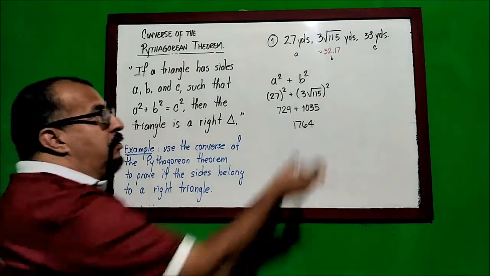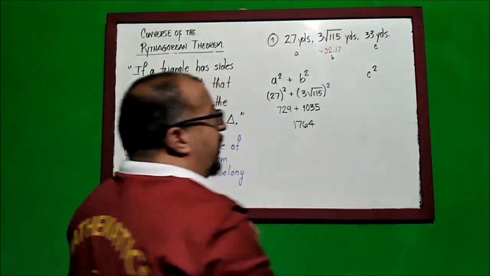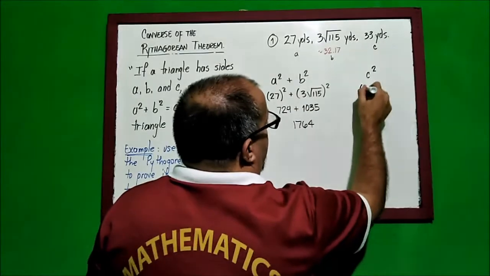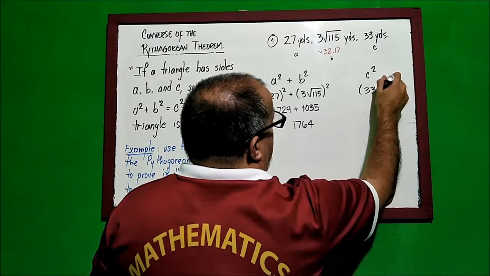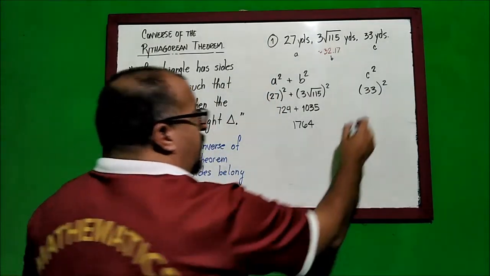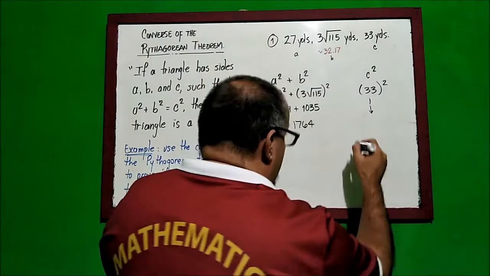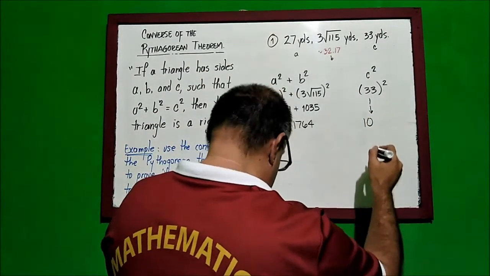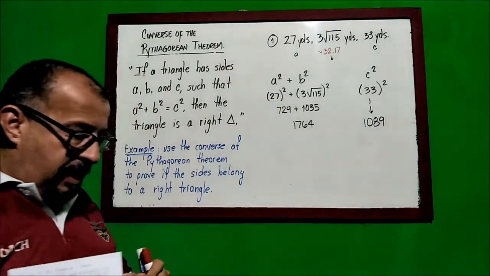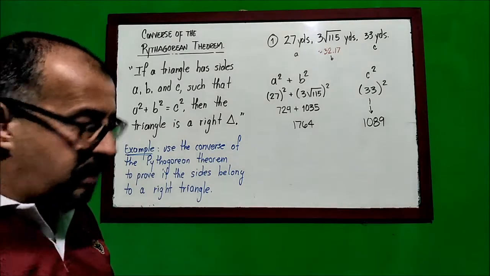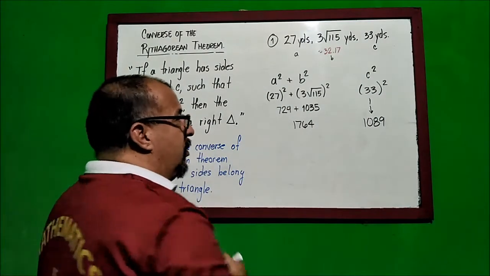What are we going to do now? Take the third side, which is C, and make it C squared. So we're going to take 33 and square that value. The squaring of this value gives me as an answer 1089. And if you see in here, it is very clear that these two elements are not equal.